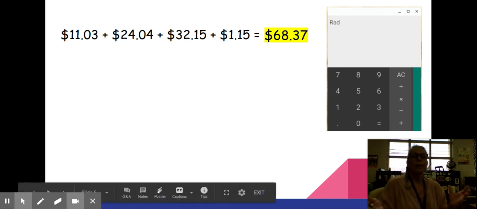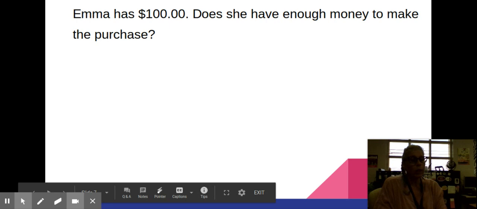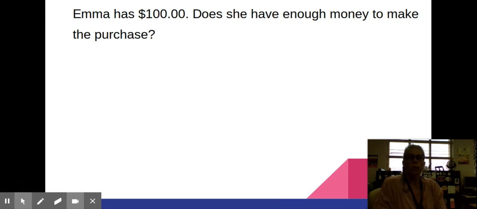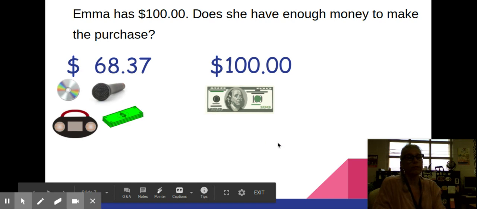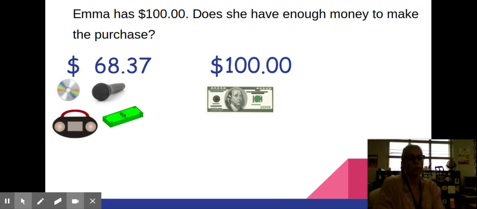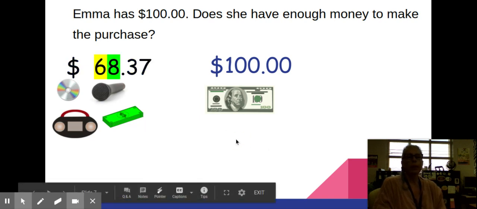Okay, so Emma bought all of these things and her total was $68.37. Now, Emma has $100. She must have worked hard and saved all of her money so she could buy these wonderful things. Does she have enough money to make the purchase? So, her items cost $68.37 and she has $100. In order to buy all of these things, she needs to have more money than $68.37. So let's compare these numbers.